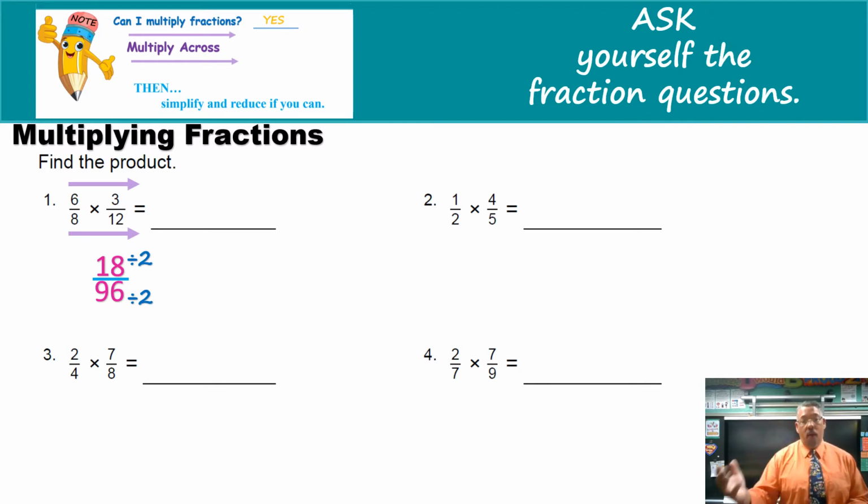So going back into our reference packet, I believe it's page 9 where your divisibility rules are. I know anything that's even, it ends with a 0, 2, 4, 6, or 8, then 2 will go into it. So as I'm reducing, I'm going to simplify by reducing by 2's. 2 will go into 18 9 times, and 2 will go into 96 48 times.